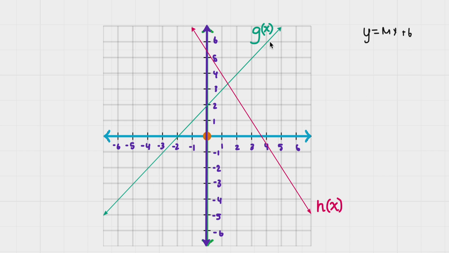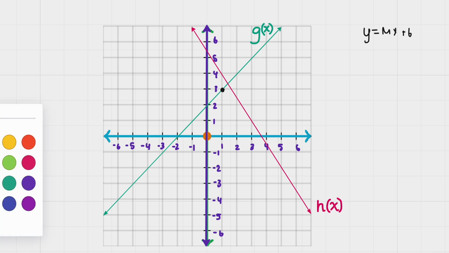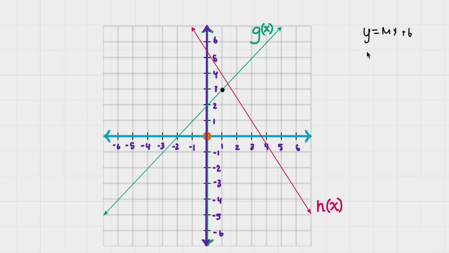So for the g of x equation, let's say we use the point 2, actually let's use 1, 3. It's a little bit easier as compared to 2, 4 because it's bigger numbers. You should always use smaller numbers to make it easier for yourself. So here for g of x, I'm going to use the same color so it's easier to understand.